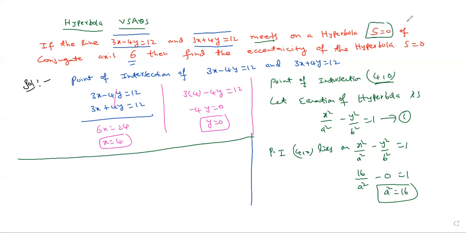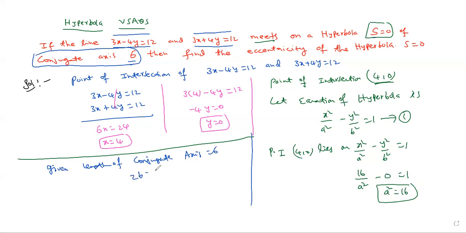Next part. The length of conjugate axis is given as 6, which is 2b is equal to 6, b equal to 3. We got a and b values. Finally, you have to calculate eccentricity.